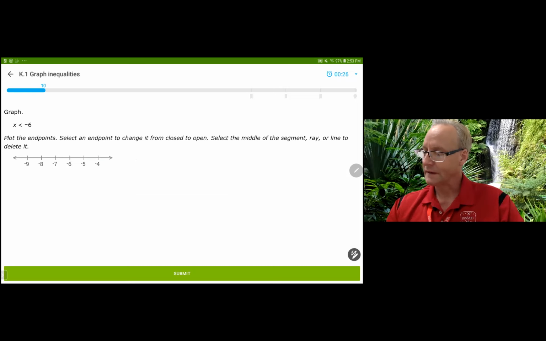X is less than -6. I can do the same thing. I got to choose it and go this way. But again, I want it to be less than, not equal to -6. So I have to open up that point.